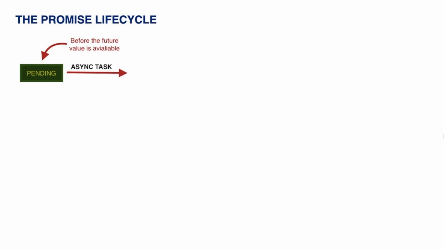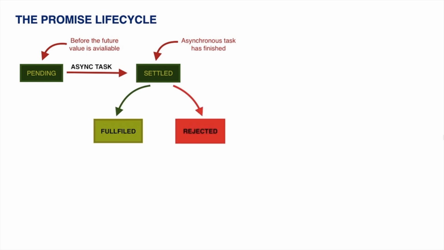So in the very beginning, they say that a promise is pending, and this is before any value resulting from the asynchronous task is available. During this time, the asynchronous task is still doing its work in the background. Then when the task finally finishes, we say that the promise is settled, and there are two different types of settled promises: fulfilled promises and rejected promises.